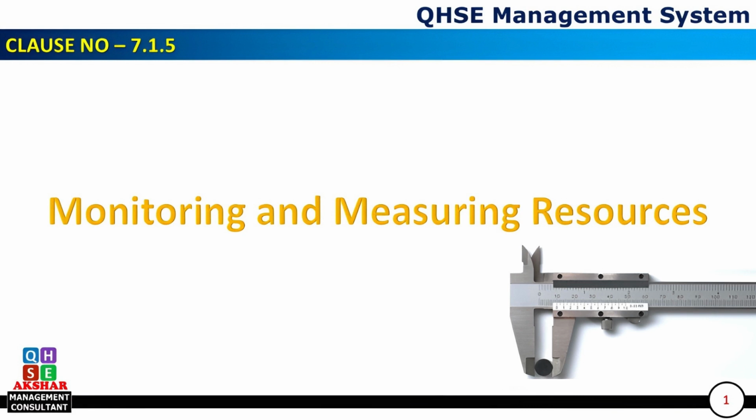Clause 7.1.5 of ISO 9001 is titled Monitoring and Measuring Resources. The requirements mentioned under this clause are also mentioned in ISO 14001 and ISO 45001, but the clause number is 9.1.1.